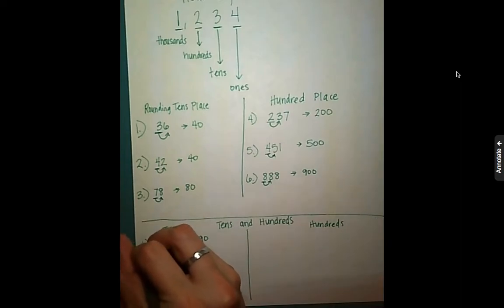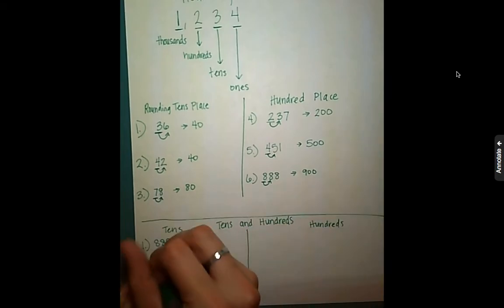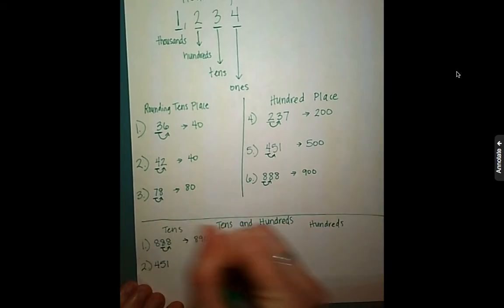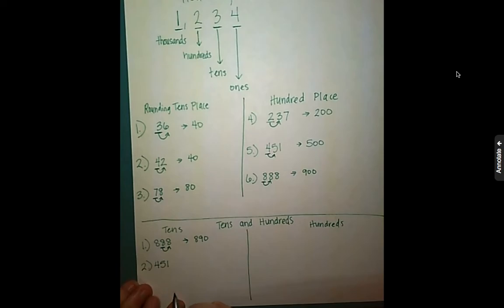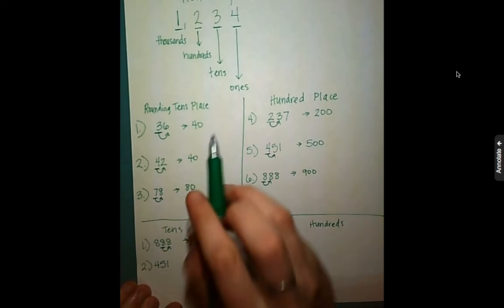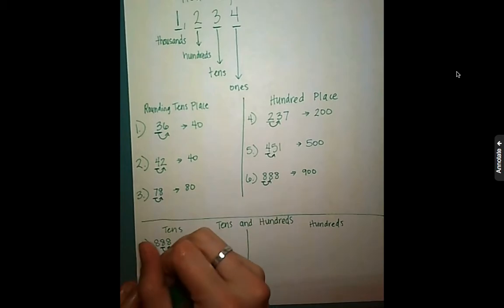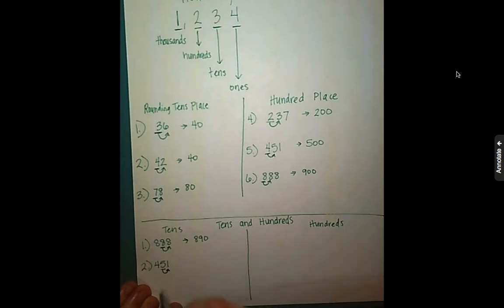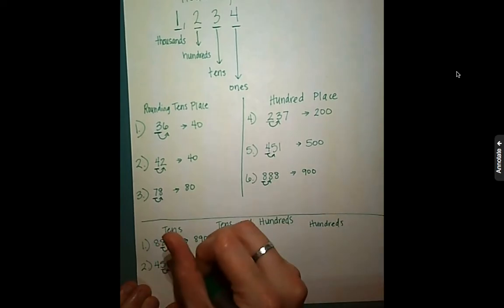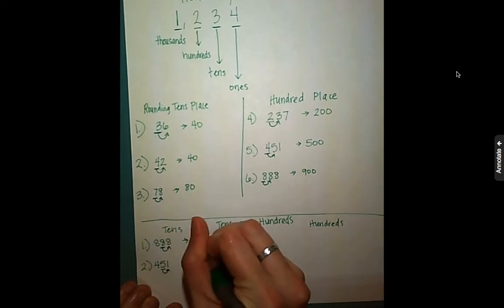Another example, I'm just going to use a number from up there, 451. If I'm rounding this number to the tens value, our tens value is the second number to the left. So I'm going to underline that. It's the second number, so in this case it's in the middle. It's 5. I'm going to look to the number to the right. Is 1 larger or equal to 5? It is not. So I'm going to round to 450.